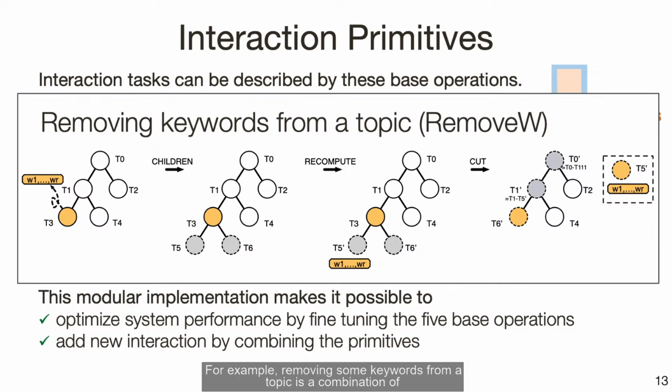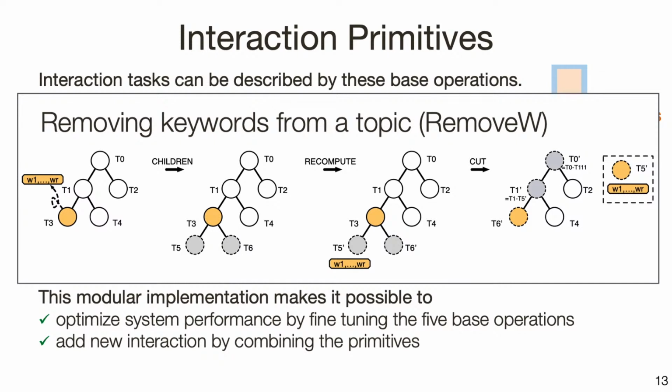For example, removing some keywords from a topic is a combination of making 2 child topics, recomputing the child topics so that one topic is about the selected keywords, and finally cutting the topic out from its parent and ancestor topics. To see the full list of our implementation, please refer to our paper.